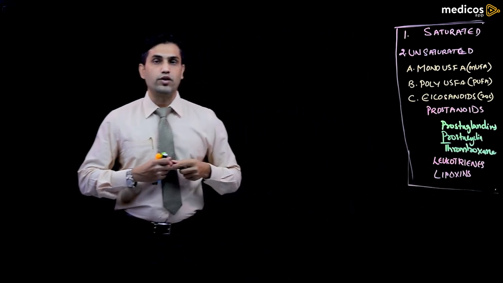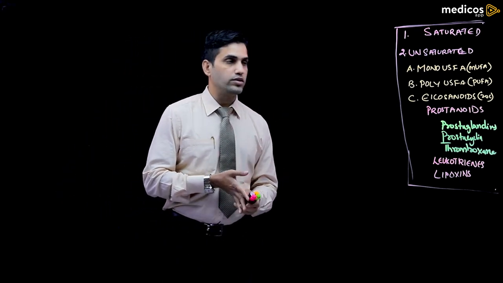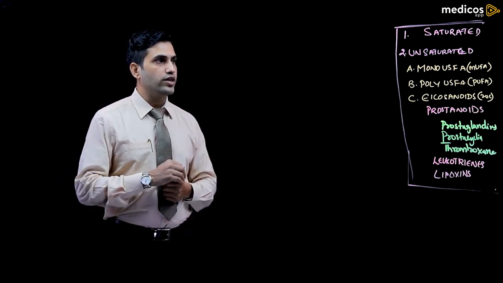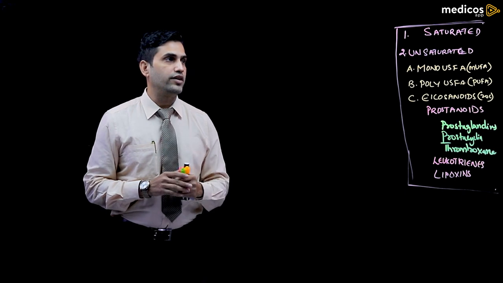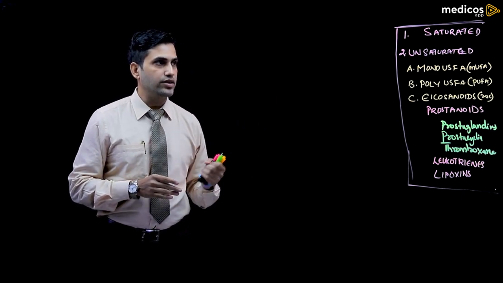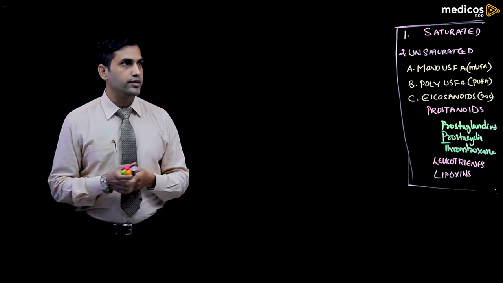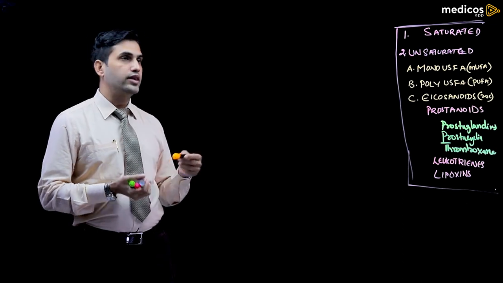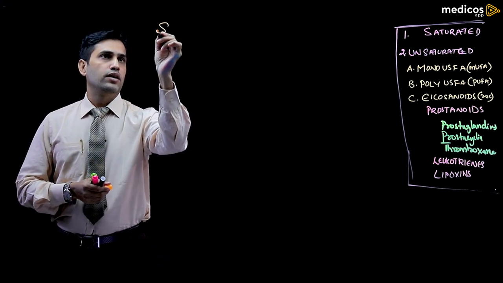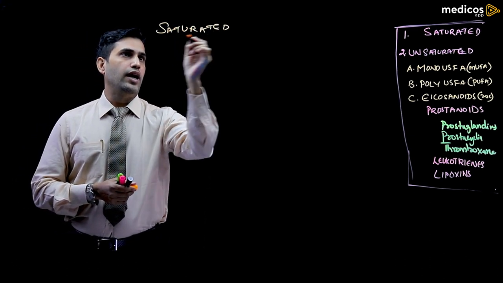We'll talk in detail about eicosanoids in metabolism of eicosanoids. It's a very big topic, so we'll talk in detail about that. For now, we'll see what are the various saturated fatty acids, various unsaturated fatty acids like monounsaturated, polyunsaturated fatty acids. Okay, so let me start with saturated ones. Saturated fatty acid.